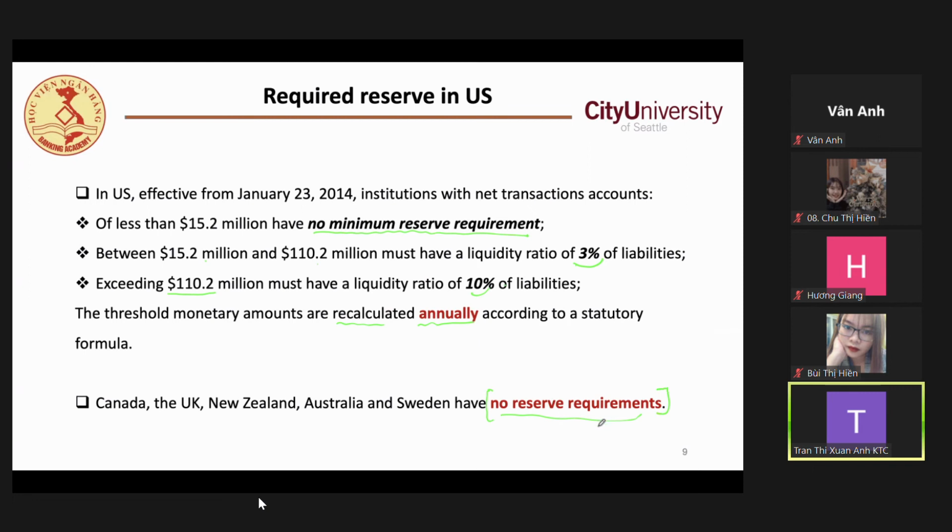It means the commercial banks take money from depositors so they can make loans 100%. No more money is required to be put in a reserve account. That is also very interesting. It means it encourages the commercial banks, they can lend out all the money to the economy.